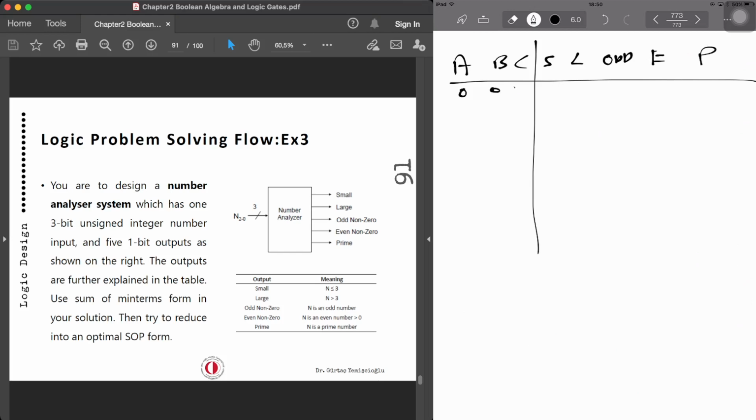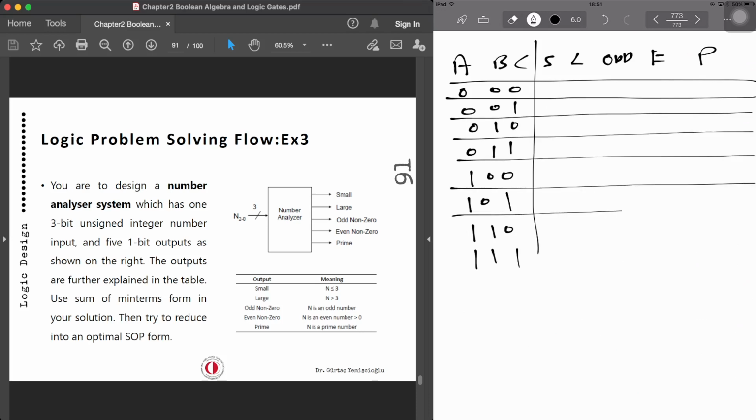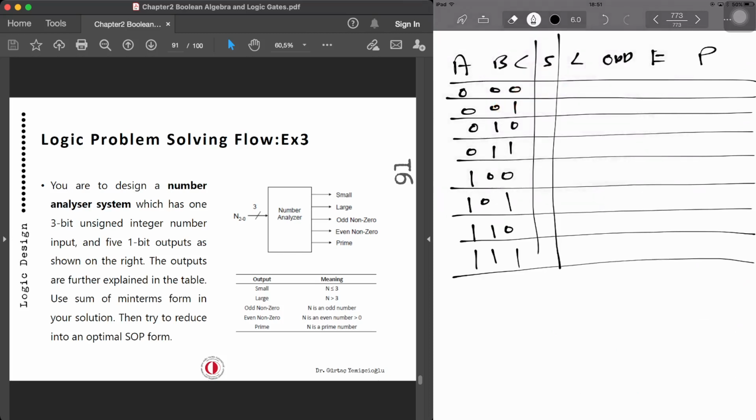So 3 inputs, 8 possibilities once again that we need to include in our design. And we have some conditions given in the table that we need to fulfill based on the expressions or the combinations we will have. So small, large, odd, even, and prime.